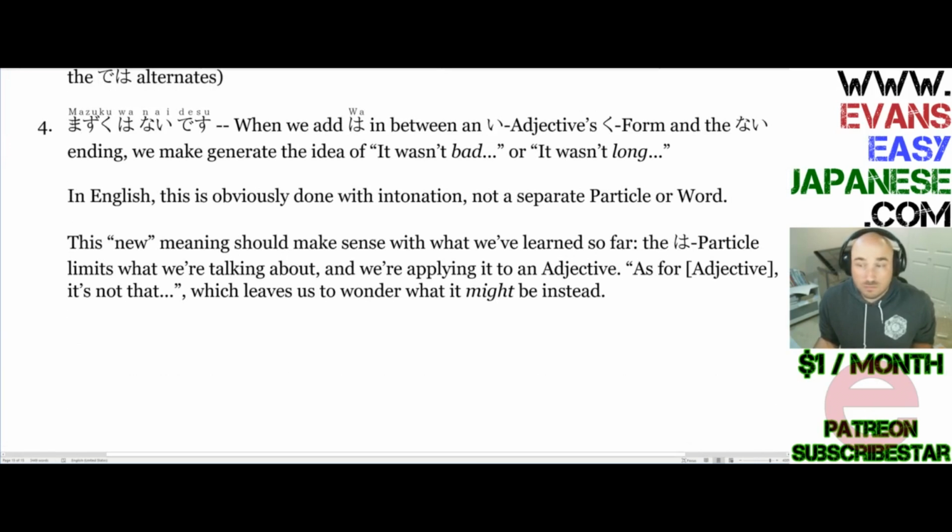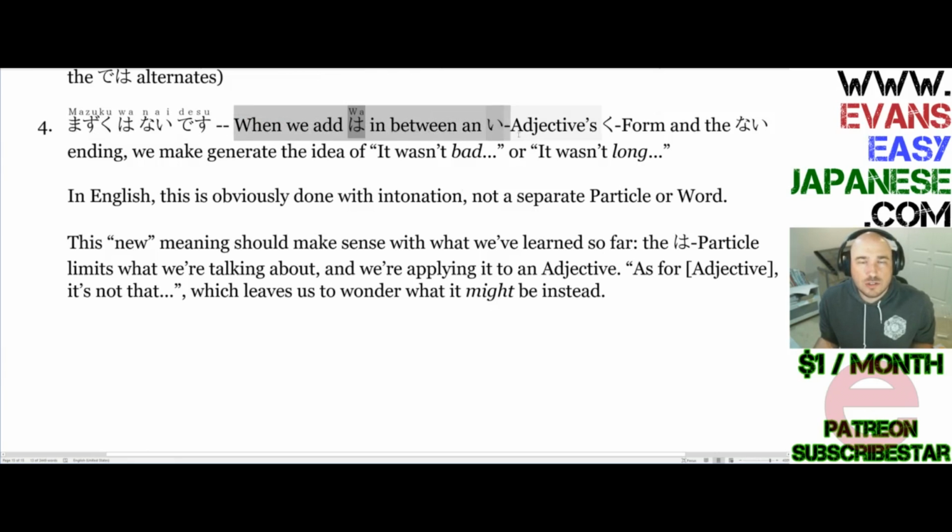Okay, we haven't encountered this because we haven't done the conversations, but in one of the conversations there's going to be mazuku wa nai desu. So there's a wa particle in between the ku and the nai. We can do this, and when we do this with the wa particle in between them, it's going to add that idea of, well, it wasn't bad. Mazui means distasteful, not good, disgusting. Mazuku wa nai desu. It wasn't bad.